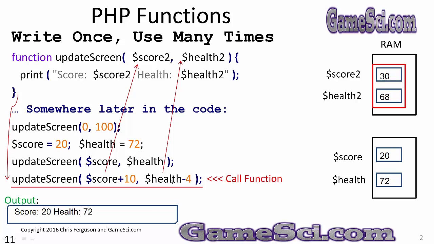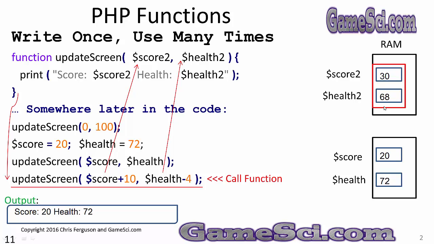For the second argument, I'm going to do $health minus 4. Well, health is 72. Subtract 4, you get a 68, and you can see over here on the right, in the red box, a 68 has shown up. Are you getting the picture here? I can send anything I want to update screen as an argument, as long as it's a number that I can display on the screen.